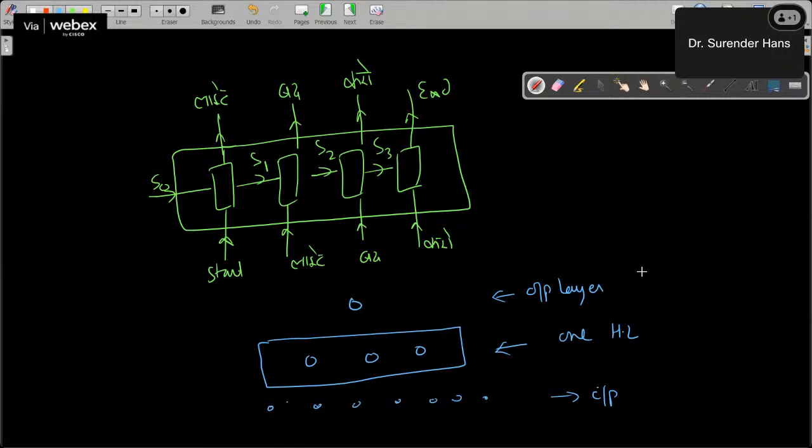So all these are vectors. Let's say this H1 is a vector A, B, C, D. That is a four-dimensional vector. And S node, this S1, S2, S3, is also a four-dimensional vector. So let's say this one is a four-dimensional vector E, F, G, H.